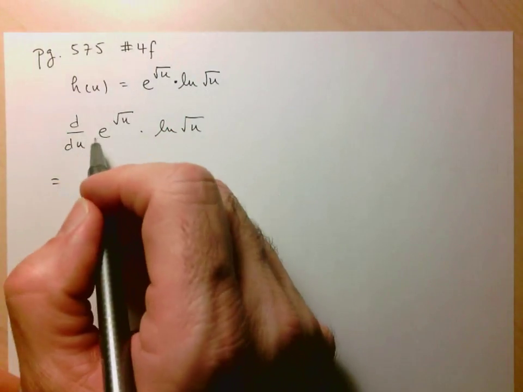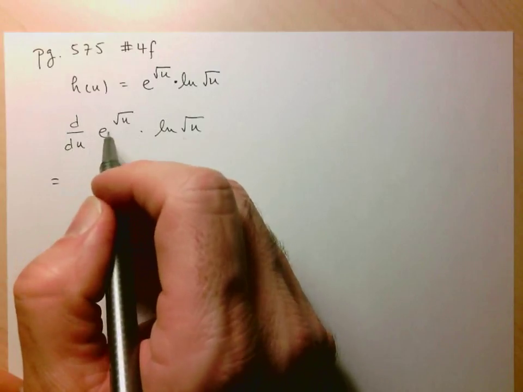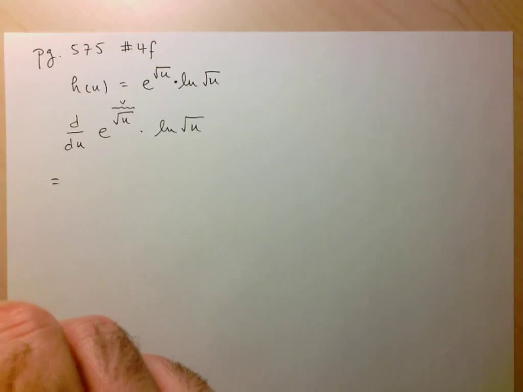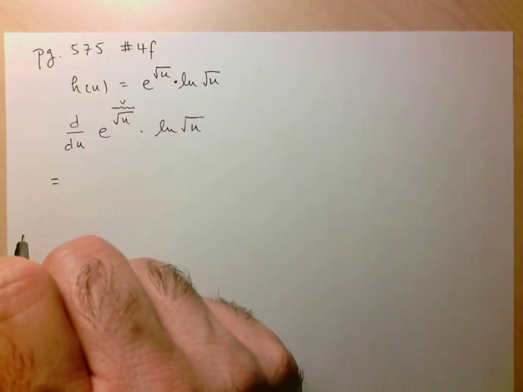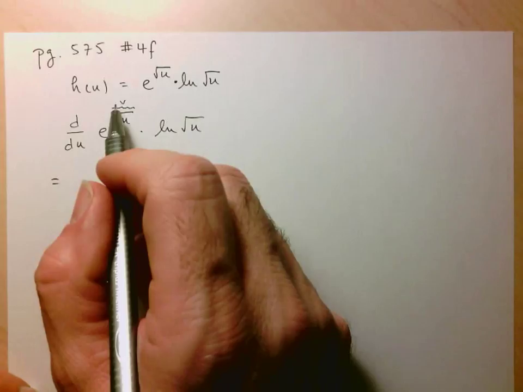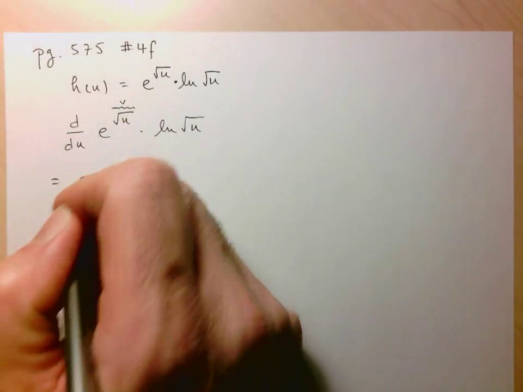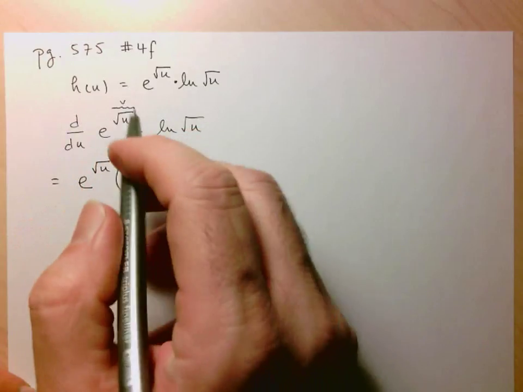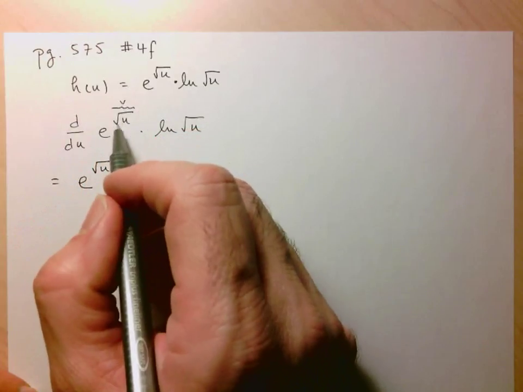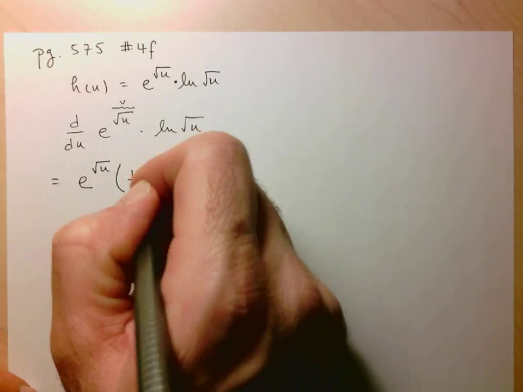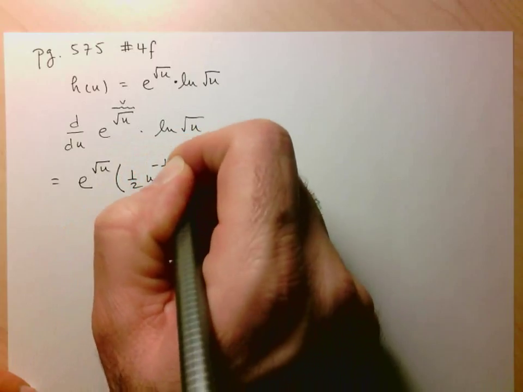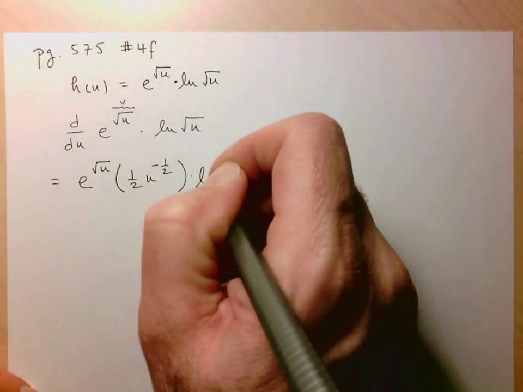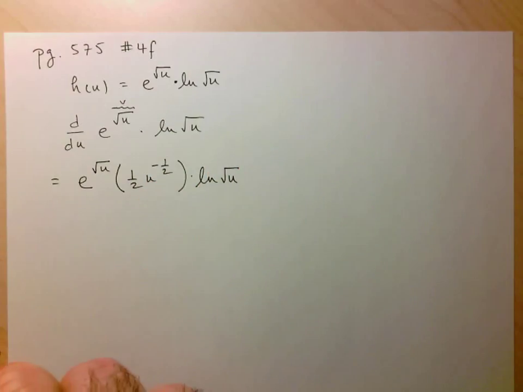So first I have to take the derivative of the first function. Again, I'm going to use the chain rule, so I'll call that v. The square root of u will be my intermediate variable v. So first I take the derivative of e to the v, which, nice and easy, is e to the v, so e to the square root of u. And now I have to take the derivative of v, which is square root of u. So that's 1/2 u to the negative 1/2. Okay, so that's the derivative of the first function. Of course, now I multiply by the second function, just ln of square root of u.